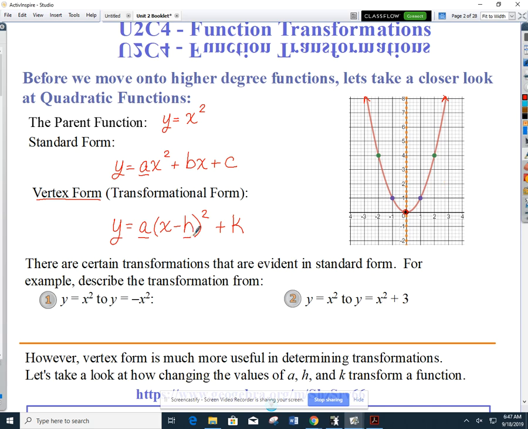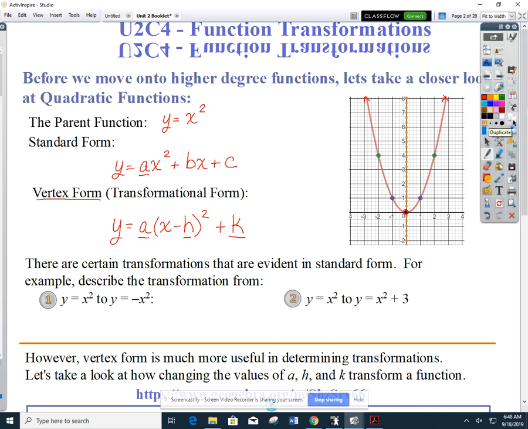H tells you if the graph is shifting left and right, and K tells you if it's shifting up and down. We'll talk a little bit more about this. H is being subtracted. So you may have noticed yesterday that if you see x minus 7, then H is really positive 7. And if H was negative 7, you would see x plus 7. So we'll talk a little bit more about that in a minute.